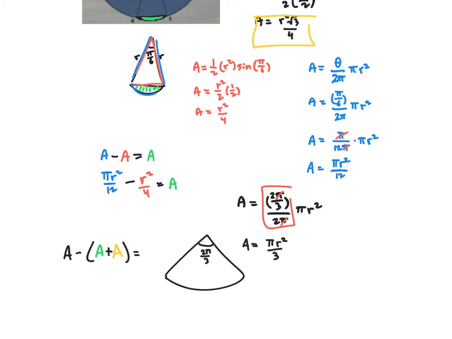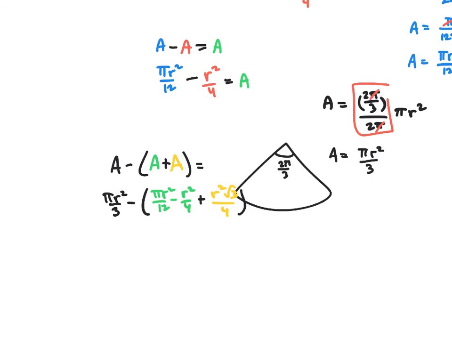All right, so the green area, let's see what we get here. That's pi r squared over 3 minus pi r squared over 12 minus r squared over 4 plus r squared root 3 over 4. If it was okay left in this form, cool. If not, let's clean it up just a little bit.